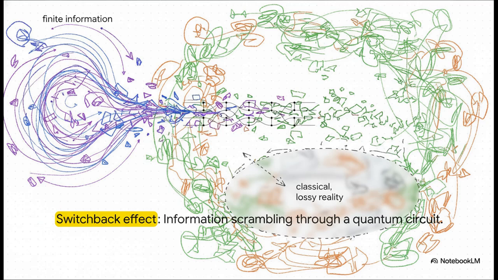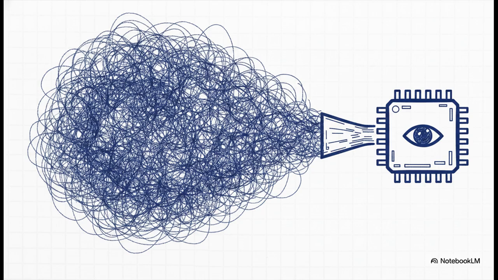Overwhelmed, it is forced to irreversibly blur the data just to cope, defaulting to a classical lossy reality. Physicists call this a dimensional partial trace, but honestly, you can just think of it like squinting your eyes while looking at a blindingly complex light. You lose the details to make sense of the whole. And here is the ultimate twist of this whole thing.